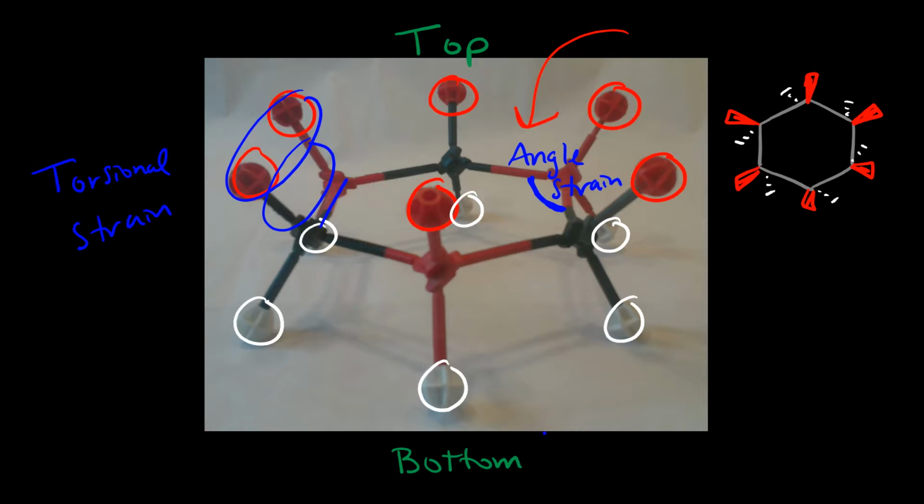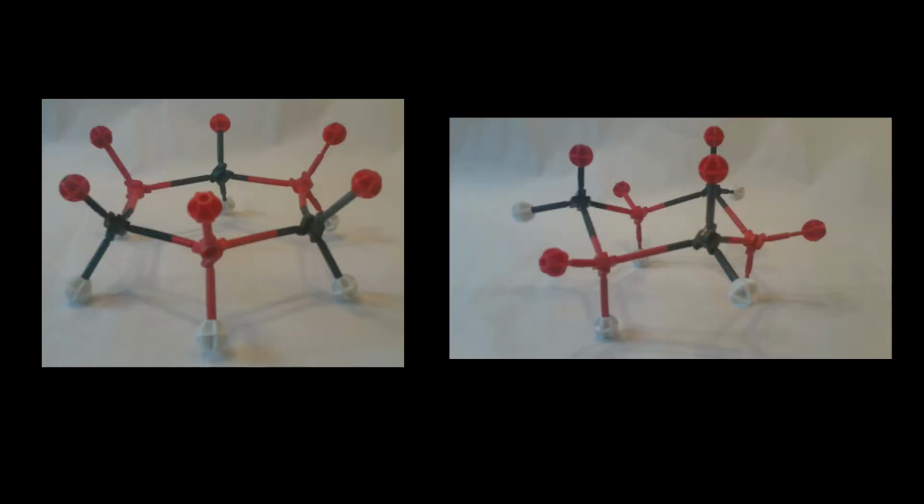So in reality, cyclohexane will not lie in a flat ring like this. What it actually does is it puckers up into this so-called chair conformation. And it's called a chair because it kind of has this shape like a chair. If you were drawing this on a piece of paper, you would represent it this way.